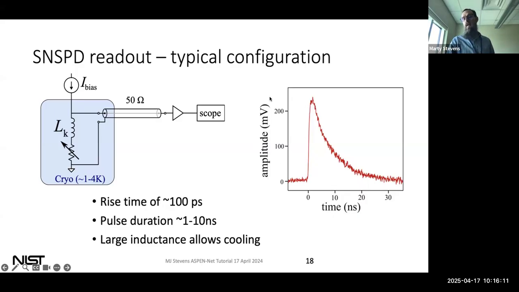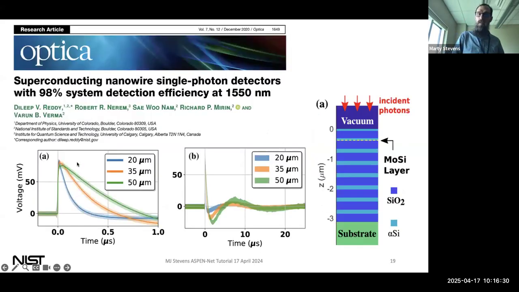Amplitude, well above the noise level here. It's quite easy to distinguish this thing from just background noise. Pulse duration tends to be a few nanoseconds, maybe tens of nanoseconds, sometimes longer, hundreds of nanoseconds. And then the large inductance of this allows the thing to cool down, reset, and be ready to absorb another photon. So that's the kind of basic operating principle. That's all I want to go into there.